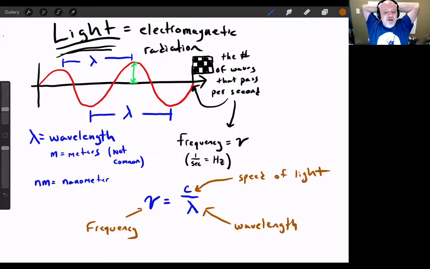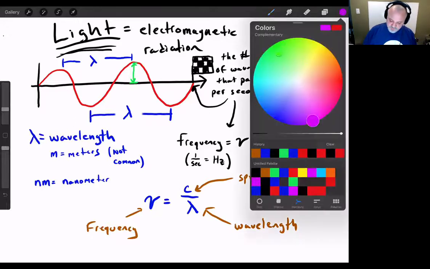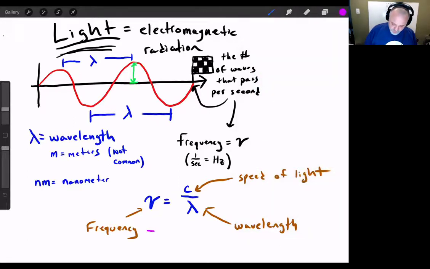So what does this mean, though? Let's take a look at the frequency and wavelength. One of the consequences of light traveling at a constant speed is that the frequency and wavelength are inversely related in the same way every time. So as frequency goes up, wavelength goes down. As wavelength goes up, frequency goes down. So these two quantities are inversely proportional.